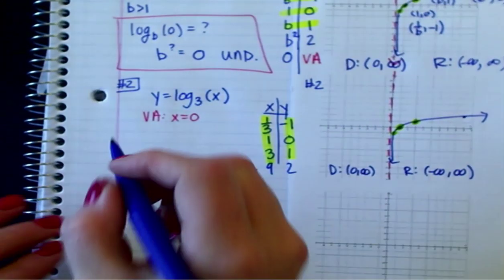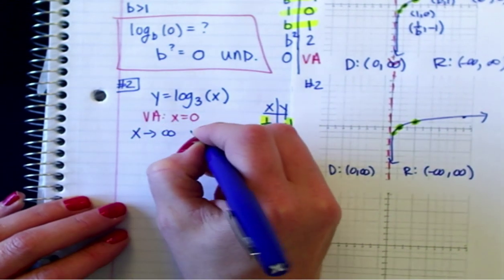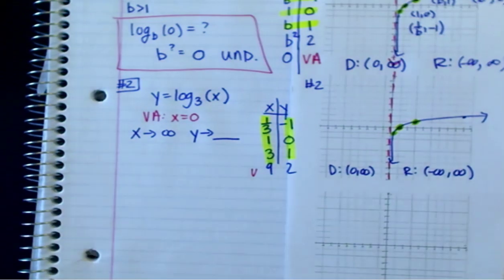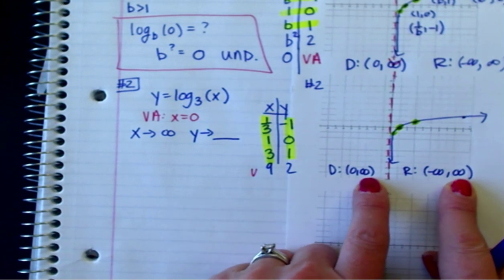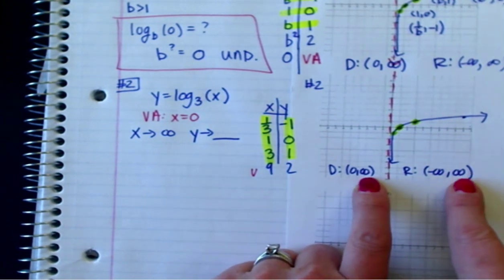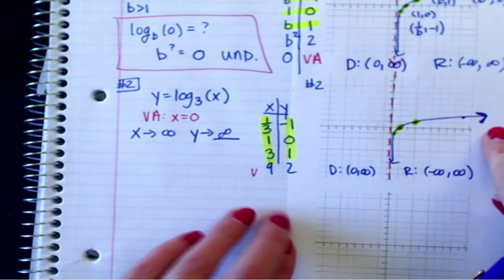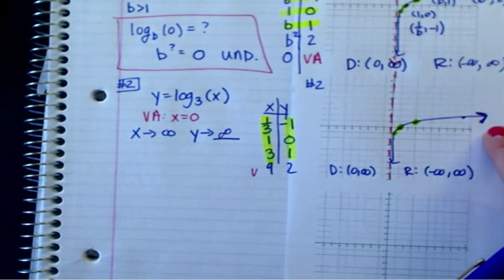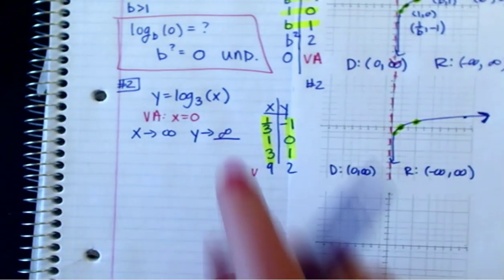I'm going to write another statement here. As x goes to positive infinity, y goes where? Positive infinity for the x's, positive infinity for the y's. I'm in quadrant 1. Where is your arrow? Quadrant 1. But it's pointing up. It's not horizontal. It's pointing up. Means that it's plus, plus.